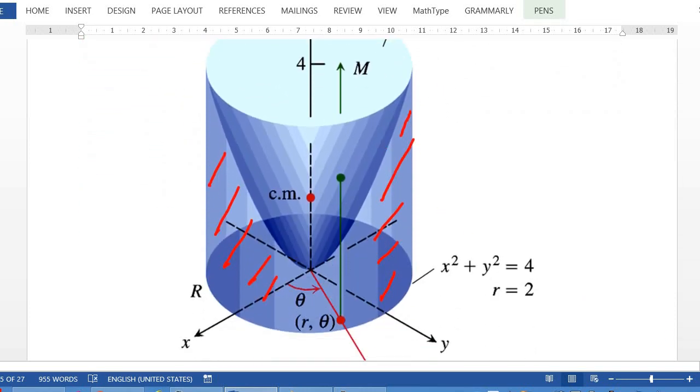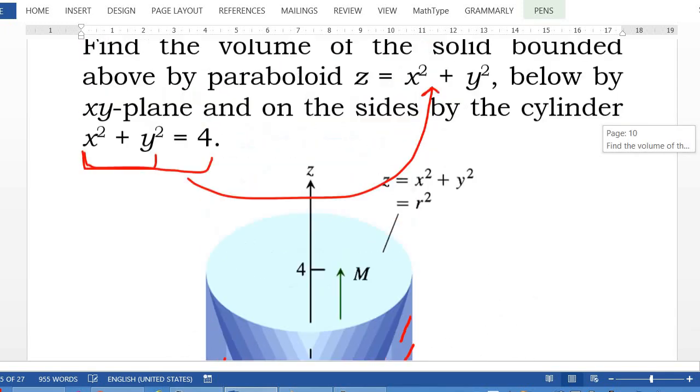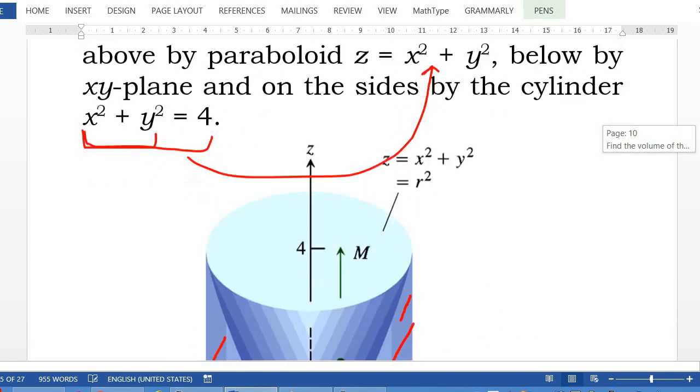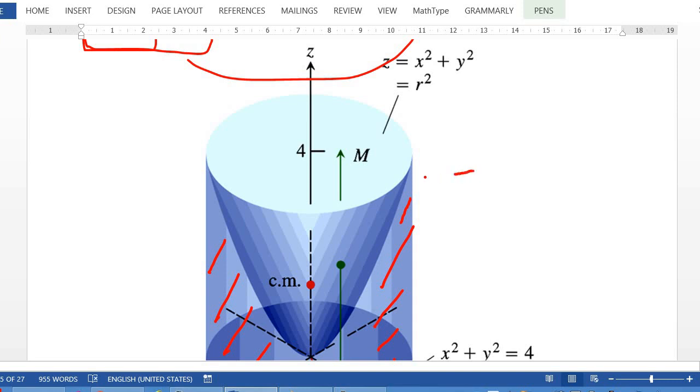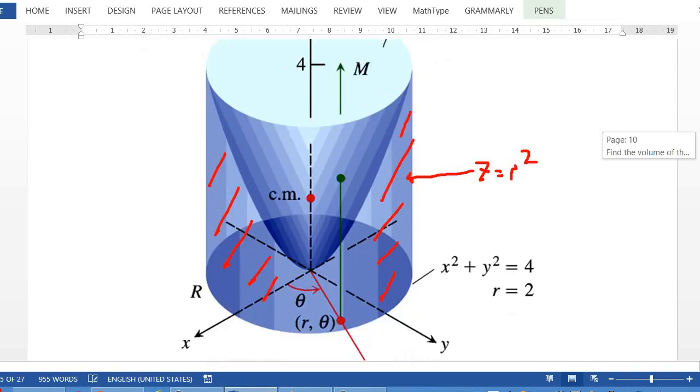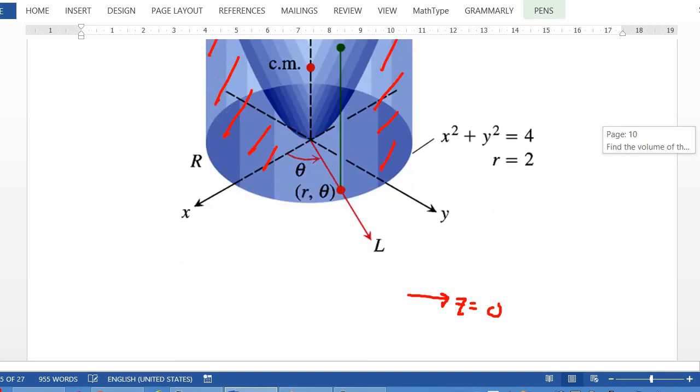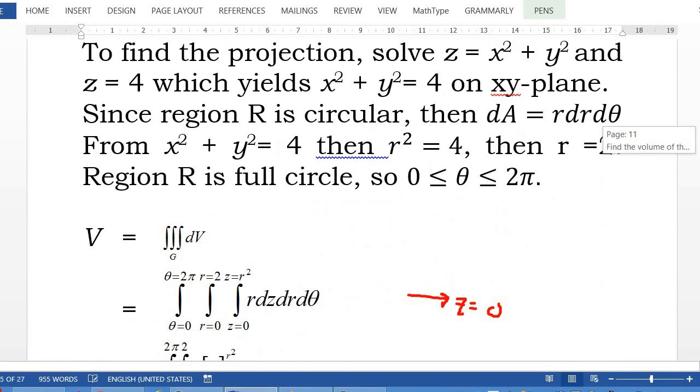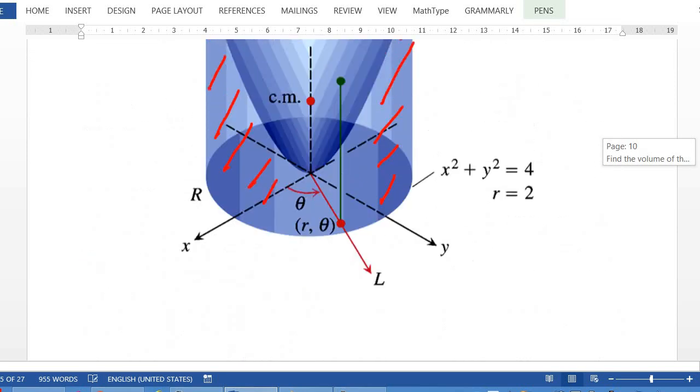Above is the paraboloid. What's the paraboloid that we have? z equal to x squared plus y squared. So this is the upper limit, z equal to r squared. Bottom is on the xy plane, so the bottom is z equal to 0. So your limit will be z from 0 until z equal to r squared.